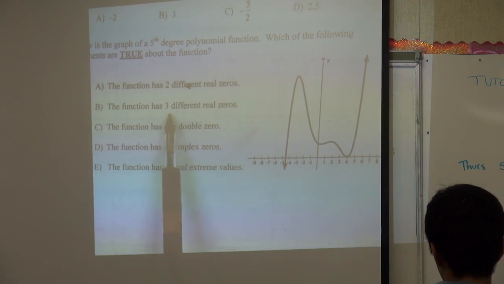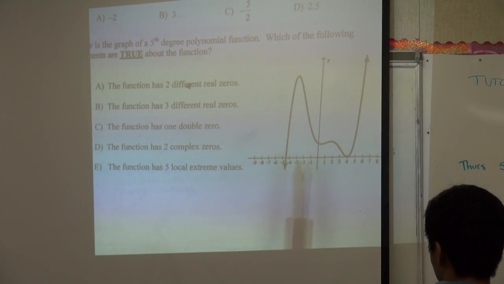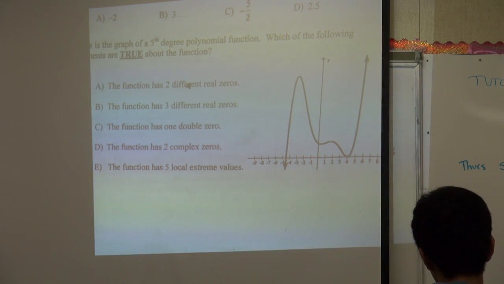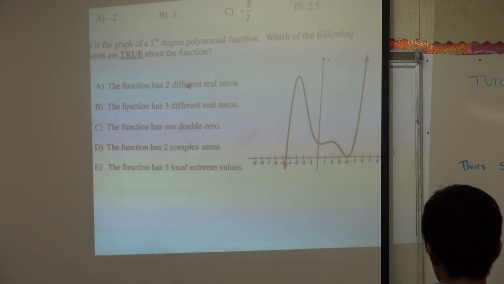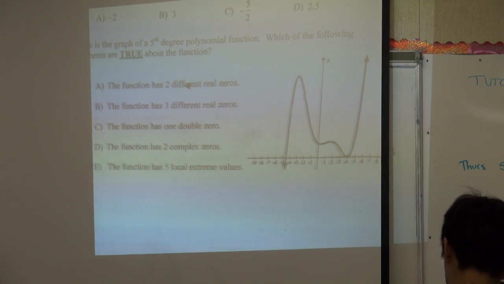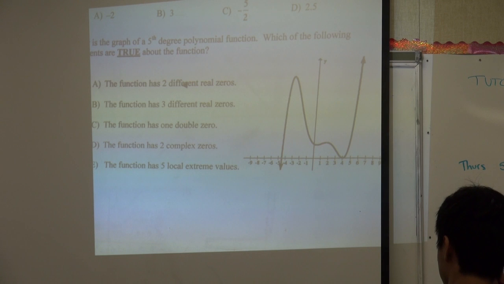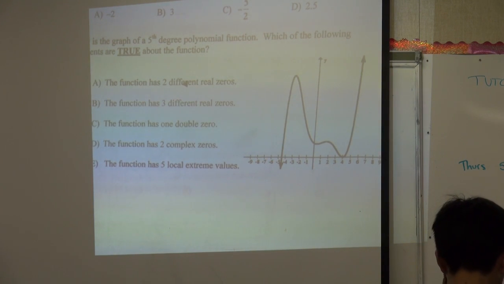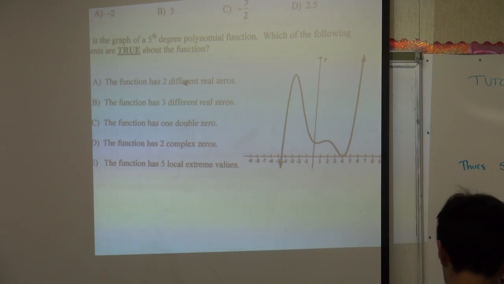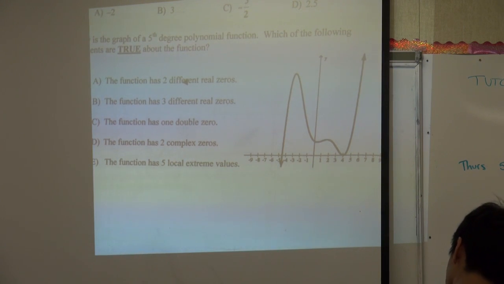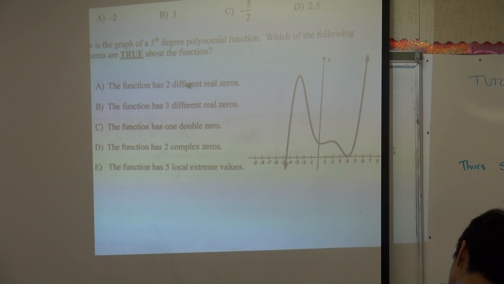If it had 3 different, there would be 3 times it crossed the x-axis. Once again, do I understand that the wording is a little tricky and confusing? And is it not the best problem? Yes, I agree. But 3 of you want to say something about it. Yes. I just want to make sure.